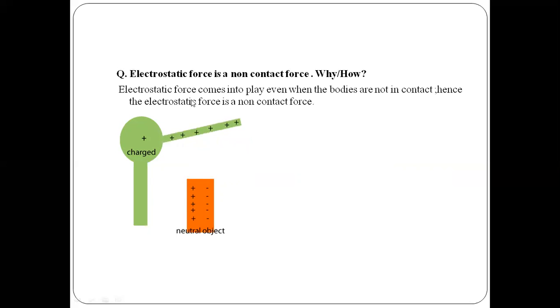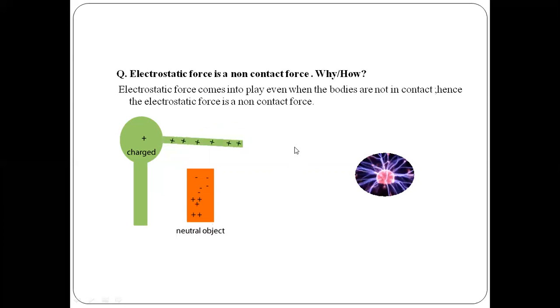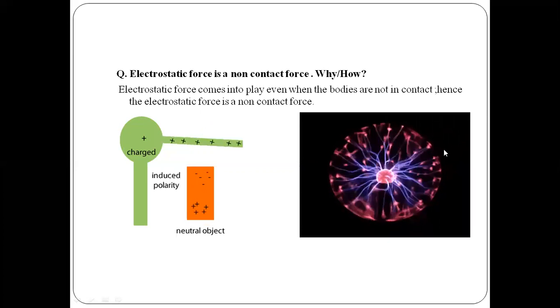Look at children now. Electrostatic force is a non-contact force. Here, this is the charged one. Okay, when the charged one is brought near, immediately the positive charges are pushed away and negative charges come closer, they attract. So therefore here there is no contact at all. Hence we can conclude what? Look at this. Electrostatic force comes into play even when the bodies are not in contact. Hence no doubt at all, the electrostatic force is a non-contact force. One more effect of static charges.